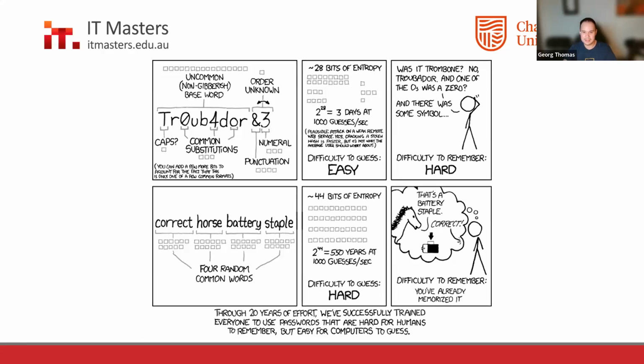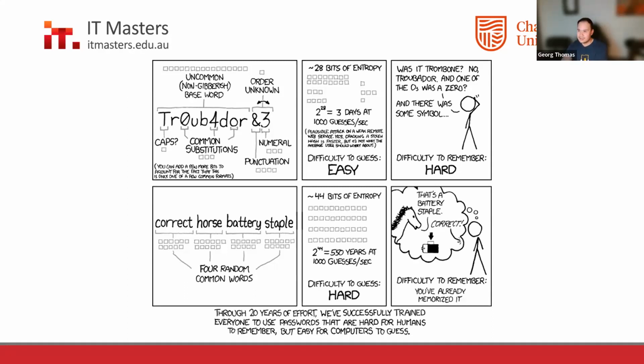using passphrases and the difficulty around them. I'm sure that these numbers are actually wrong now. 2 to the power of 44 or 550 years, because compute power will have increased since this cartoon was created over a decade ago. But yeah, I just found this interesting. I thought I'd just share it.